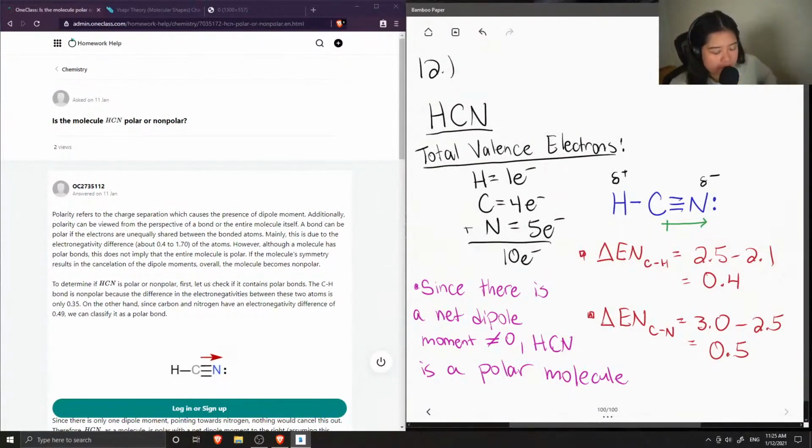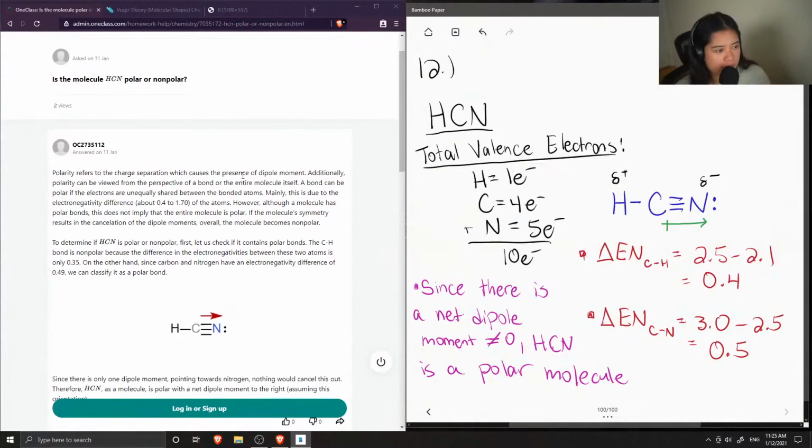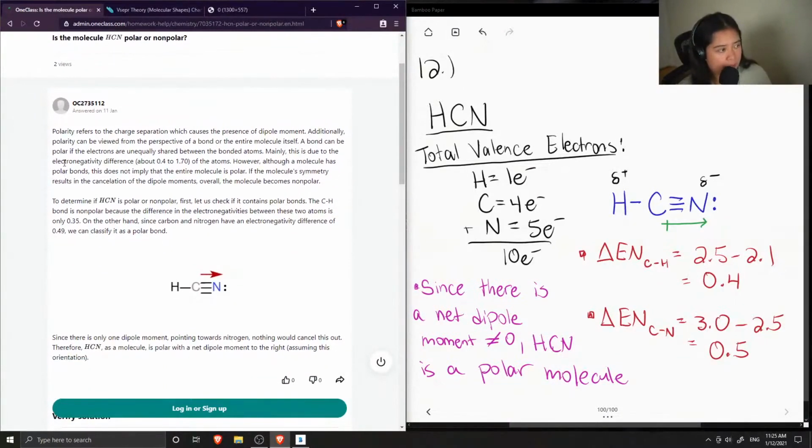Okay, so let's see what the junior tutor said. Polarity refers to the charge separation which causes the presence of dipole moment. Additionally, polarity can be viewed from the perspective of a bond or the entire molecule itself. A bond can be polar if the electrons are unequally shared between the bonded atoms. Mainly, this is due to the electronegativity difference, about 0.4 to 1.7, of the atoms.